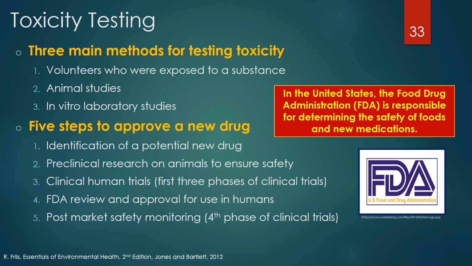1. Identification of a potential new drug. 2. Preclinical research on animals to ensure safety. 3. Clinical human trials, the first 3 phases of clinical trials. 4. FDA review and approval for use in humans. 5. Post-market safety monitoring, 4th phase of clinical trials. Let's briefly review the 4 clinical trial phases.